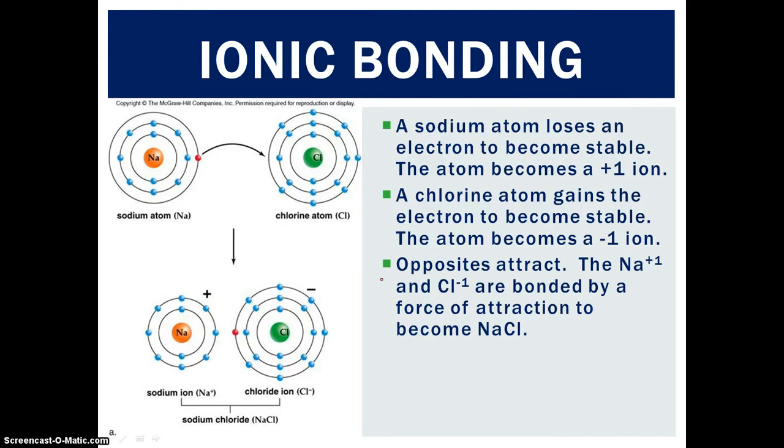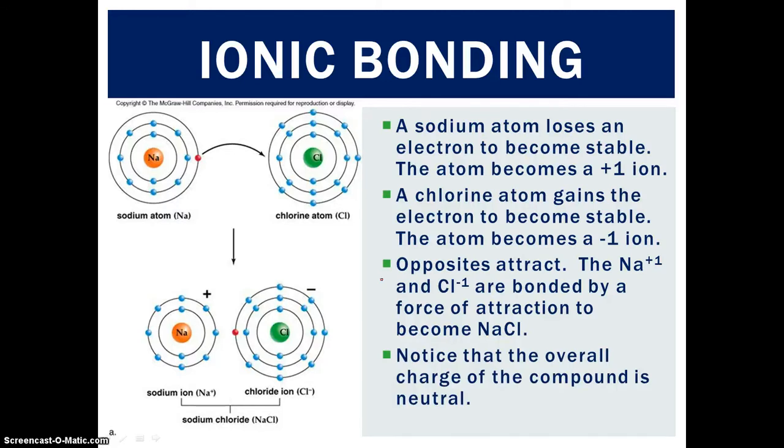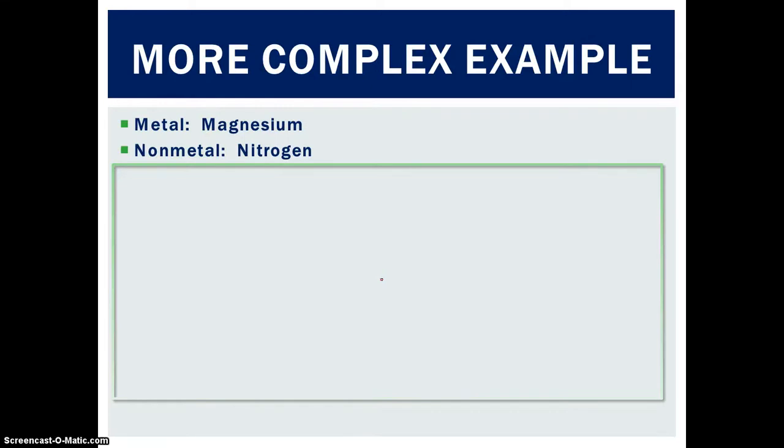We also know that opposites attract, so the positive sodium ion and the negative chlorine ion are bonded by a force of attraction, and they become NaCl, or sodium chloride. Notice that the overall charge of the compound is neutral. In ionic bonds, this is a common theme. Positive attracts negative to make neutral. +1 and -1 cancel out. They're 0.